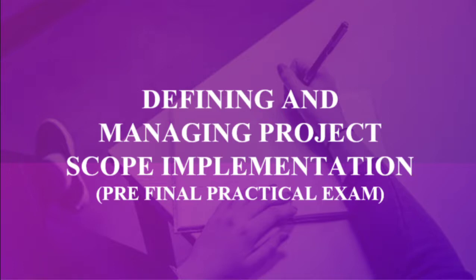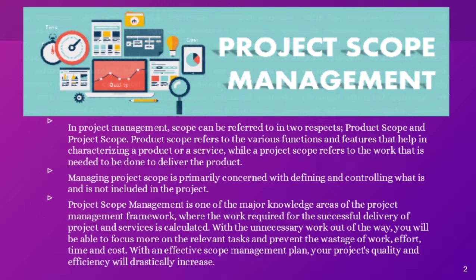So let's start with project scope management. In project management, scope can be referred to in two respects: product scope and project scope. Product scope refers to the various functions and features that help in characterizing a product or a service, while project scope refers to the work that needs to be done to deliver the product.